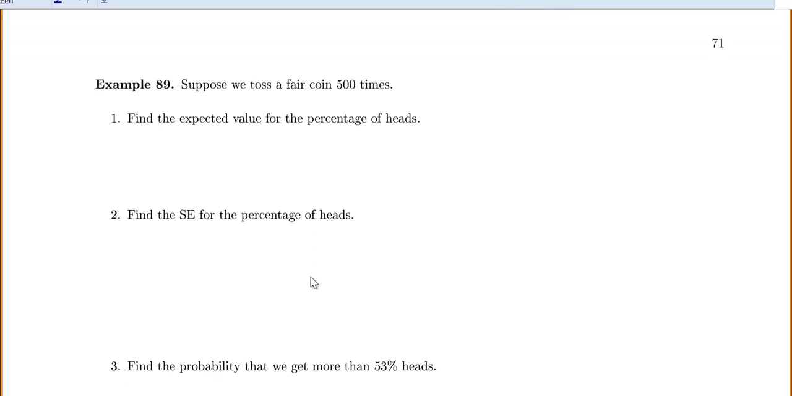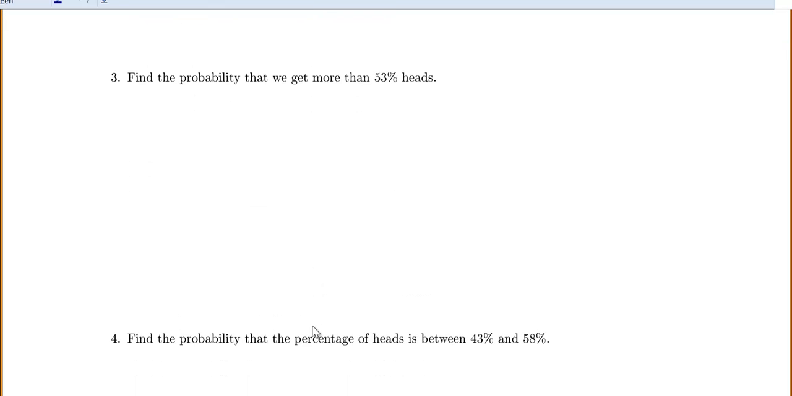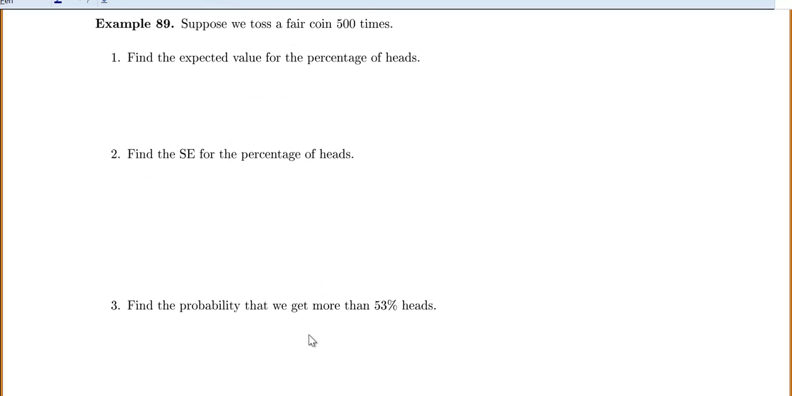Now this next example is: suppose we toss a third coin 500 times. Now technically we did this problem on Monday, right? So I'm not going to do it again. I'll wait until the end of class and then do it again if you guys want me to. But I will just skim through it.